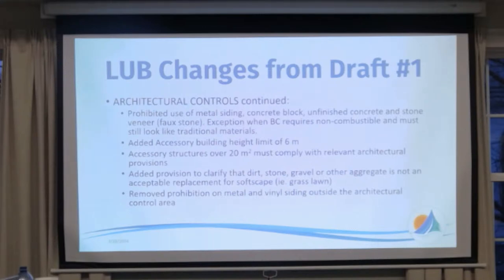The only other piece here is, for this last bullet, we're talking about the brown area on the green and brown map, the outside area. Originally, we had also proposed some limitations on the siding materials in that area. We were directed to go back on that, and basically, inside the core architectural area is where we'll have those strong provisions. Outside, as proposed, we would not limit metal or vinyl siding.